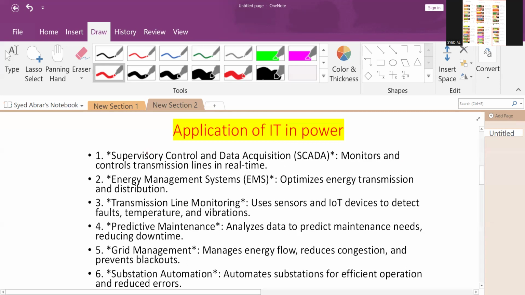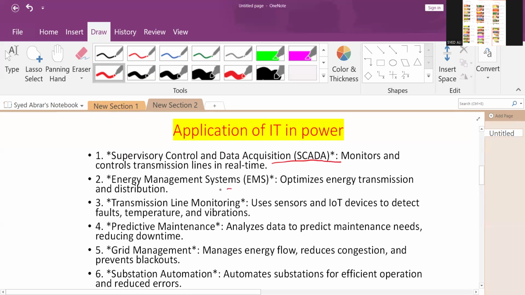Now, first one is the supervisory control and data acquisition. You know SCADA. This is very famous, and electrical utilities, power utilities, and gas utilities, all those companies use SCADA. I have uploaded a separate video on the topic of SCADA, what are the components and how does it function? So SCADA is very important.